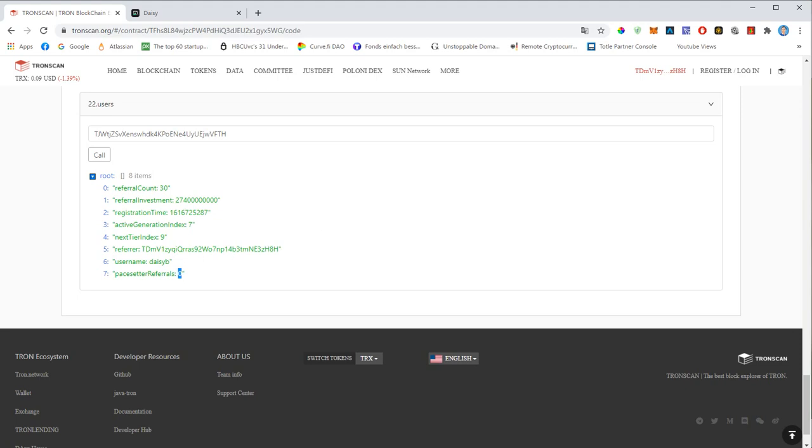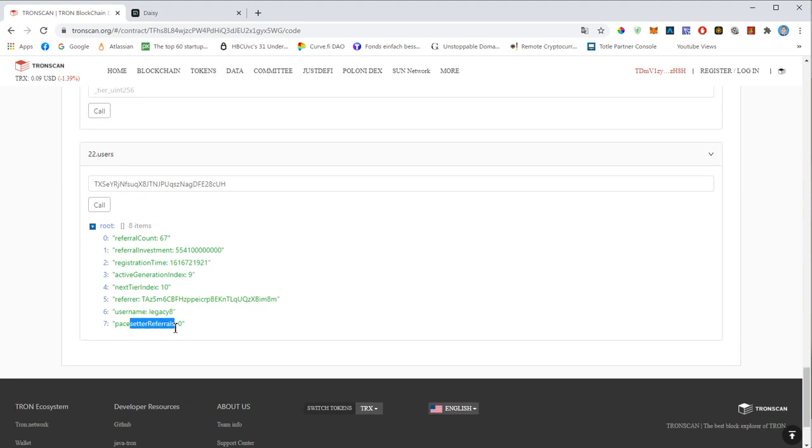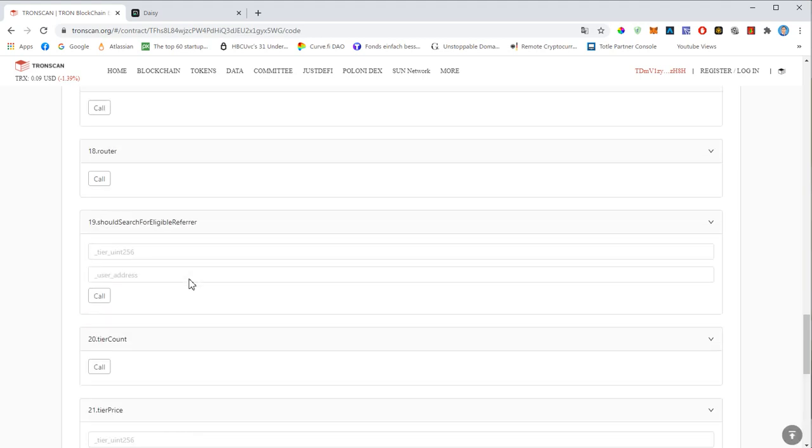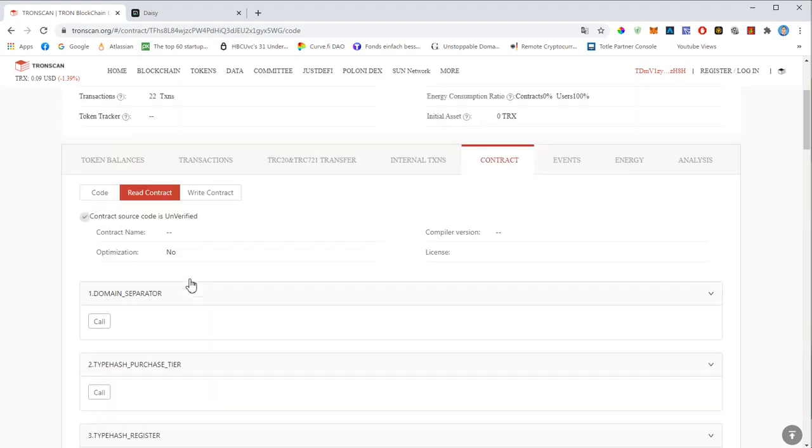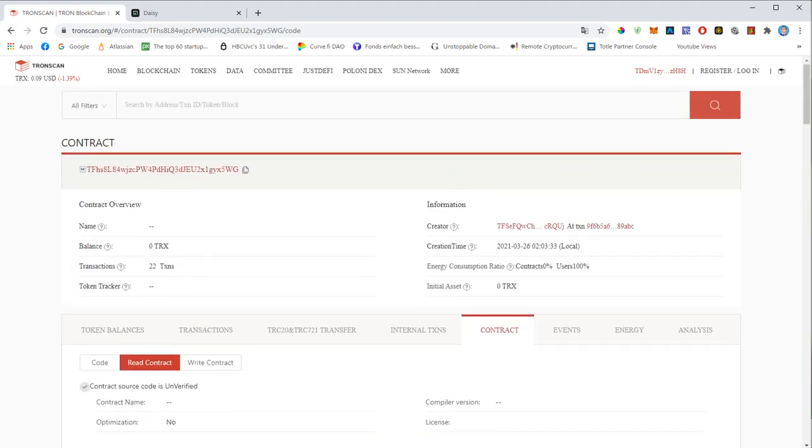Okay, let me just pick another address where we will see that this person has paysetter referrals. Let me see, maybe this one. Okay, so that will show you. No, that has no paysetter referrals. Well, anyway, if it would have paysetter referrals, it would be shown here. Okay. All right. So this is the second smart contract.